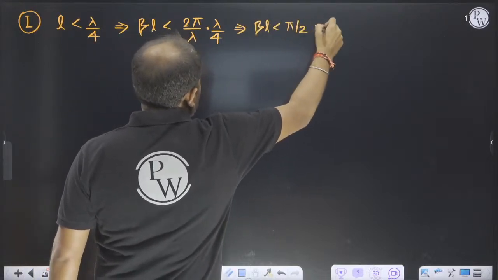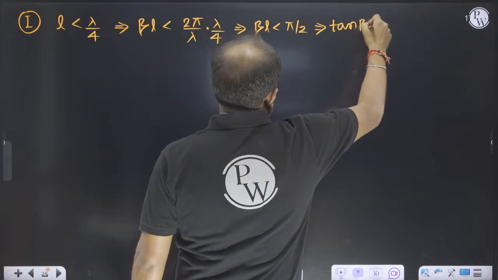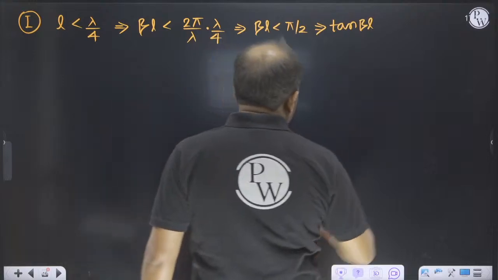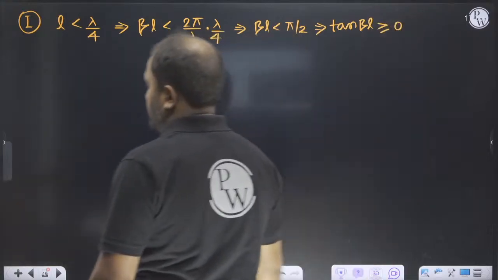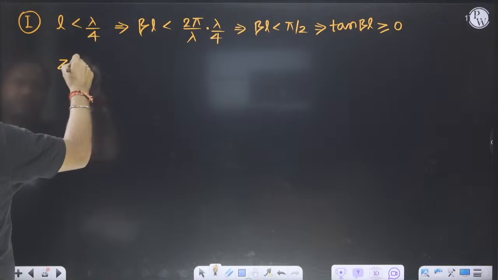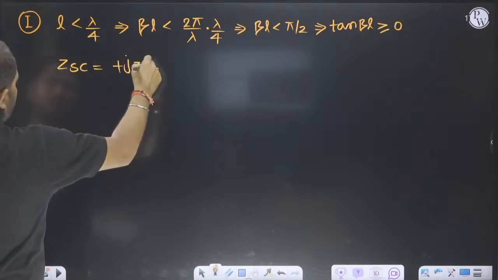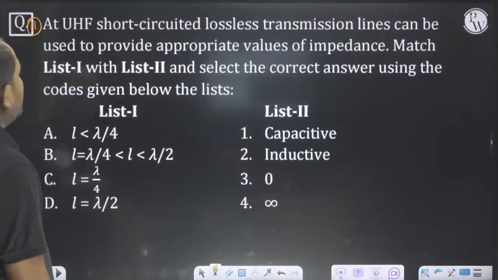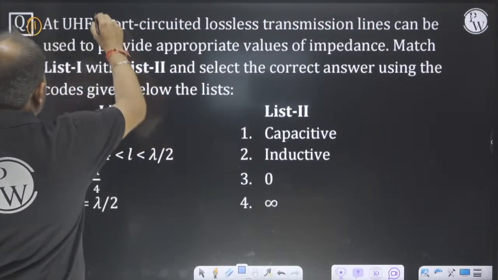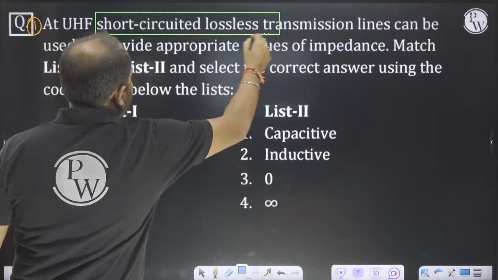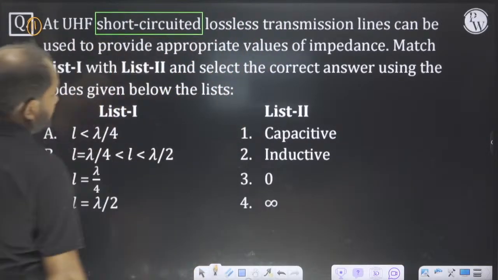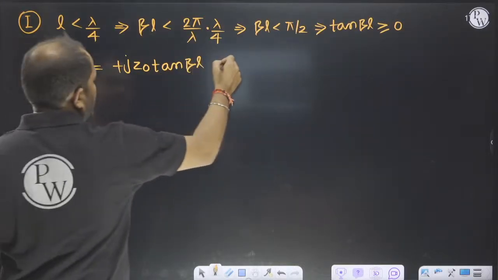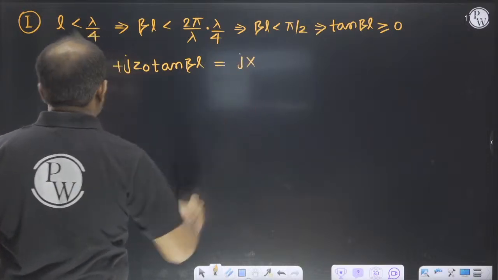Less than pi by 2, that means tan beta L is positive, greater than or equal to 0. In this case, ZSC is equal to jZ0 tan beta L, because they have given a short circuited lossless transmission line. So we have to use the short circuited formula. ZSC is equal to jZ0 tan beta L, and beta L is positive, so jX.